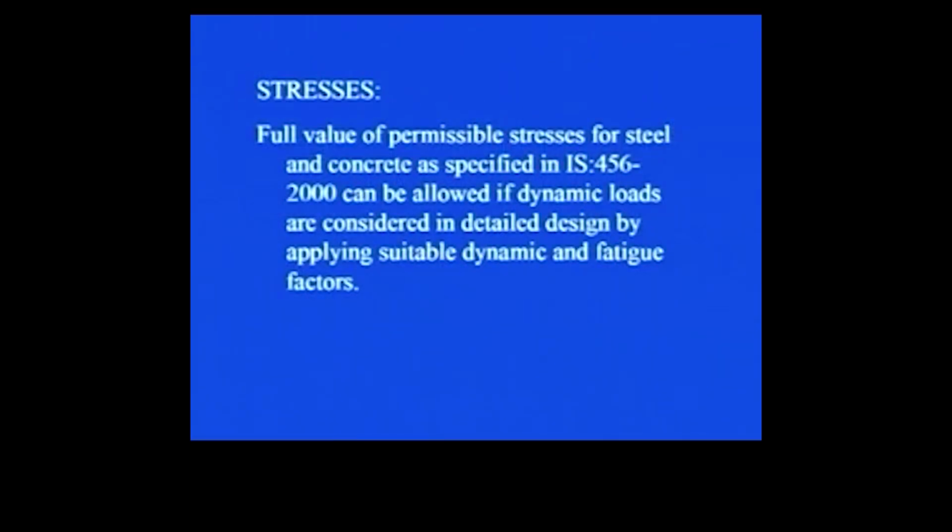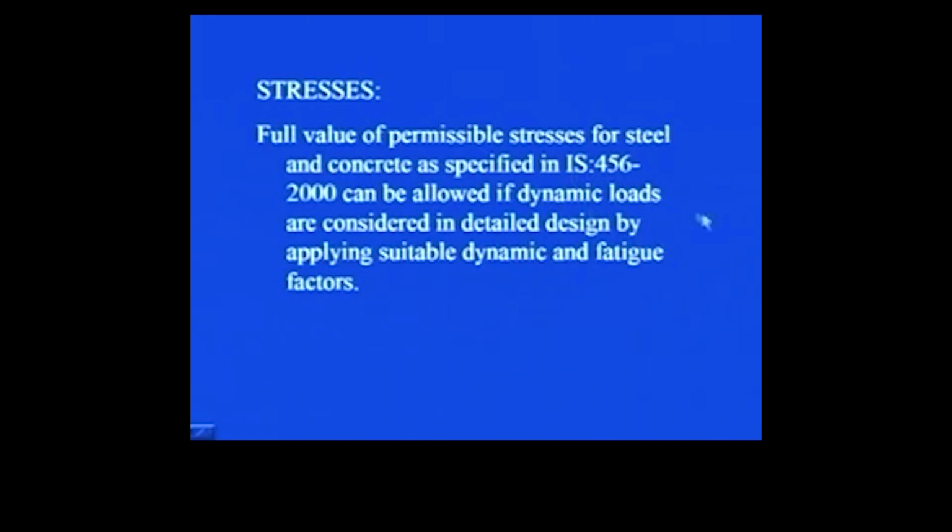Now we will see what exactly are the types of stresses which are being developed in this case, and how we can take care of them as far as IS codal provisions are concerned. Full value of permissible stresses for steel and concrete as specified in IS 456-2000 can be allowed if dynamic loads are considered in detailed design by applying suitable dynamic and fatigue factors.